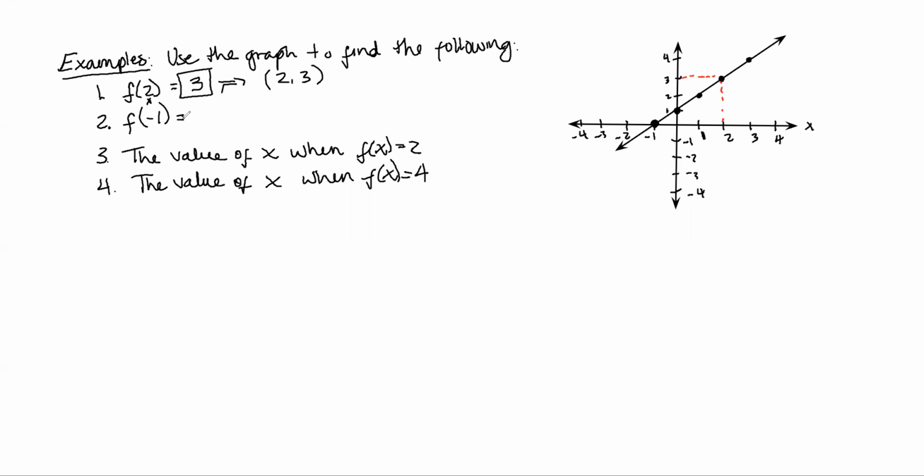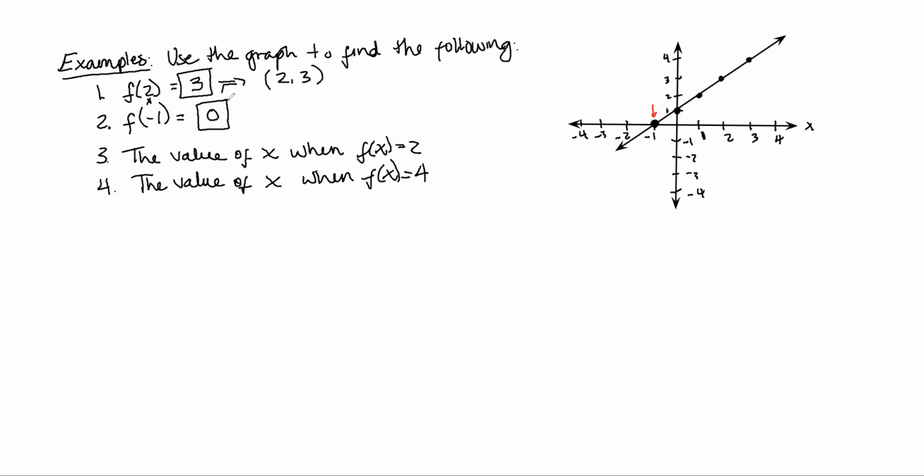Next, we're told to find f of -1. So if we go ahead and go to -1, what is our y coordinate? Well, this is the point right here. So when x is -1, what is our y coordinate? Our y coordinate is 0.